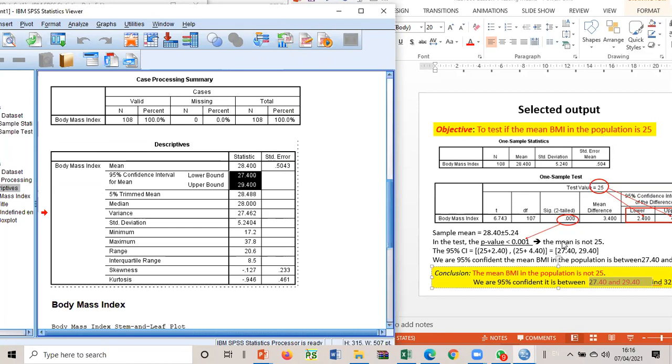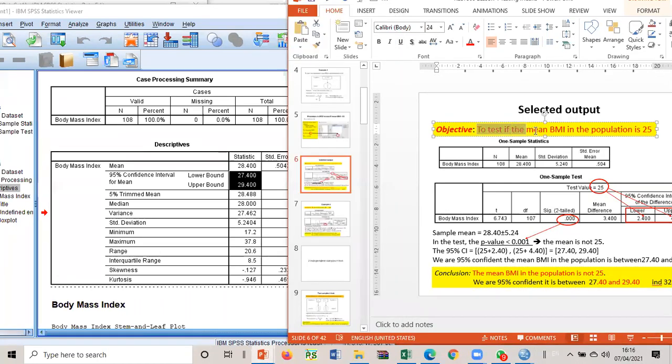Now can you write it down? As a dictation, can you write it down? Are you ready? Okay. Objective. Just write this: to test if the mean BMI in the population is 25. Next, test. What test do you use? One sample t-test.